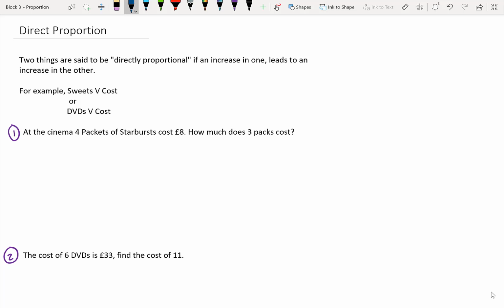So sweets against costs, or DVDs against costs, for the examples we've got there. Essentially anything you can buy, right? The more of them you buy, the more money it costs. And that's what we talk about: an increase in one leads to an increase in the other.